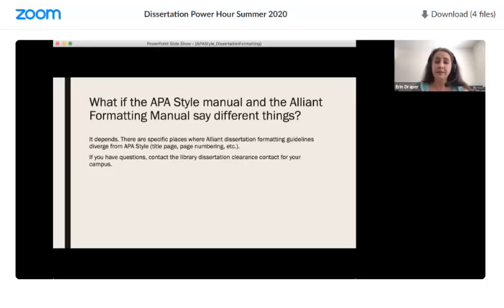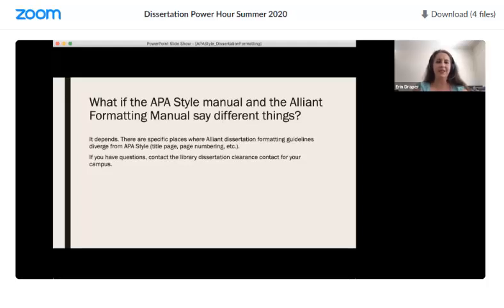Page numbering, we do a little bit different. The formatting manual does actually specifically specify here are the places where we are different from APA Style. But we're definitely not perfect, and it may not be a 100% thorough list. No matter how thorough we think we are, things tend to pop up.